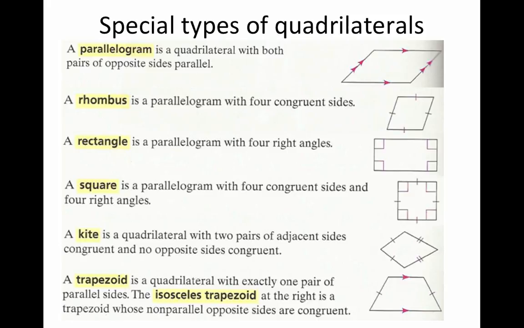Now, one way of thinking about special quadrilaterals, trying to remember all of these definitions may be difficult, so I find it easier, I think, to do it this way. So start with just quadrilaterals. So there's a regular old quadrilateral. It's got no parallel sides, nothing equal. It's just a quadrilateral, nothing special about it at all.